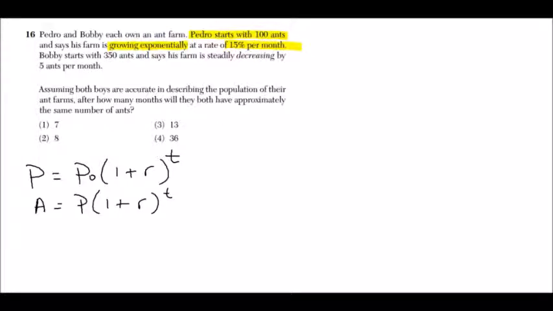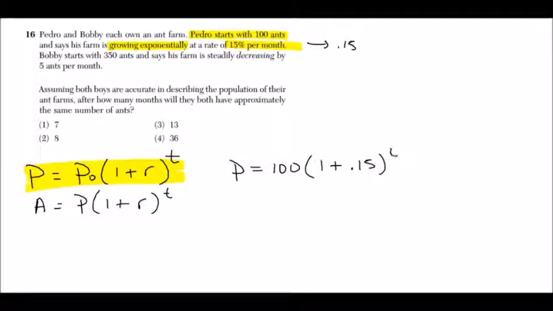So let's do Pedro's calculation. His population will be 100 ants times 1 plus the rate. We have to convert that rate to a decimal, so 0.15, to the t.